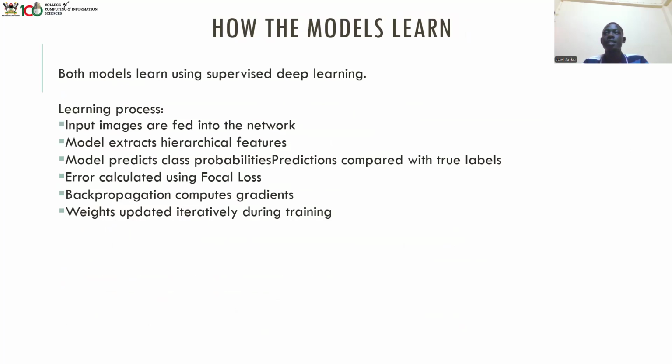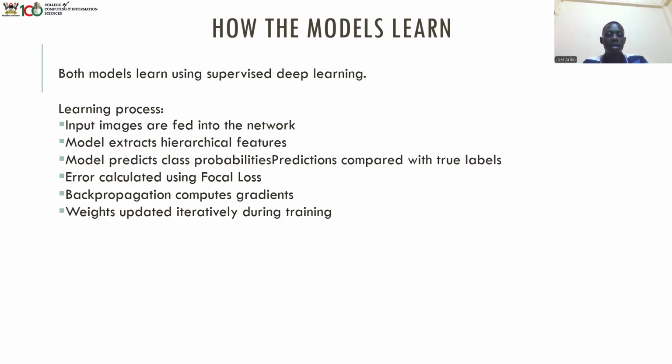So the learning process is that each model has a pipeline whereby we input images into this pipeline. The pipeline processes these images, where the model extracts features from the particular images we have fed in. Then our model predicts the class probabilities. Remember, I said we have four classes here: Babesia, leukocyte, Plasmodium, and red blood cells. So the predictions are compared with the true labels.